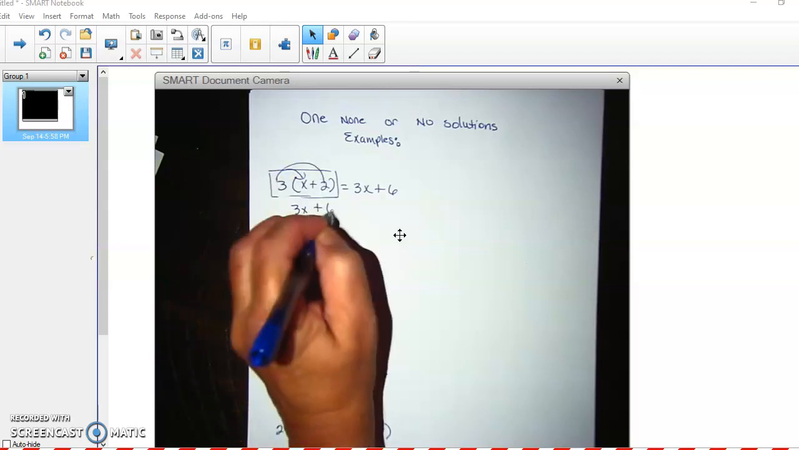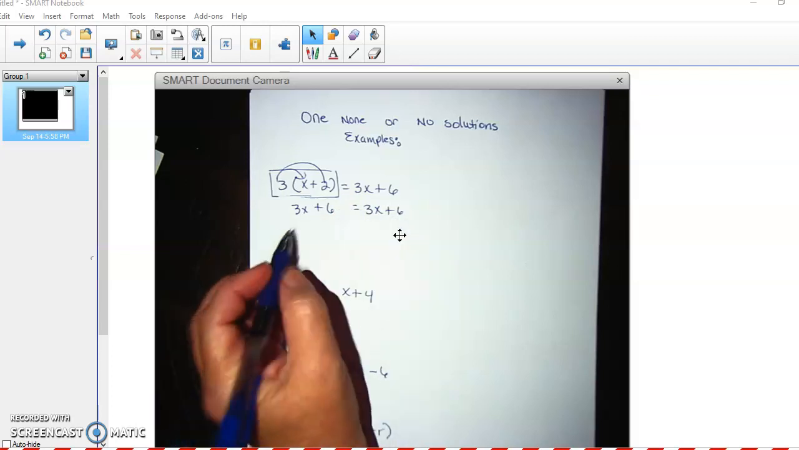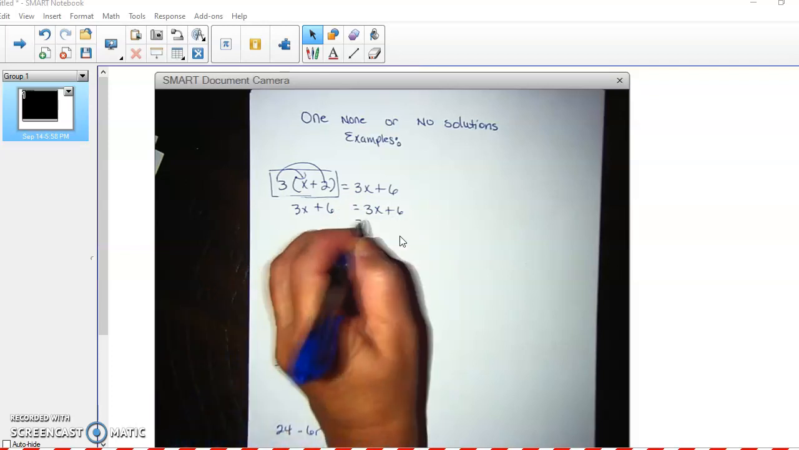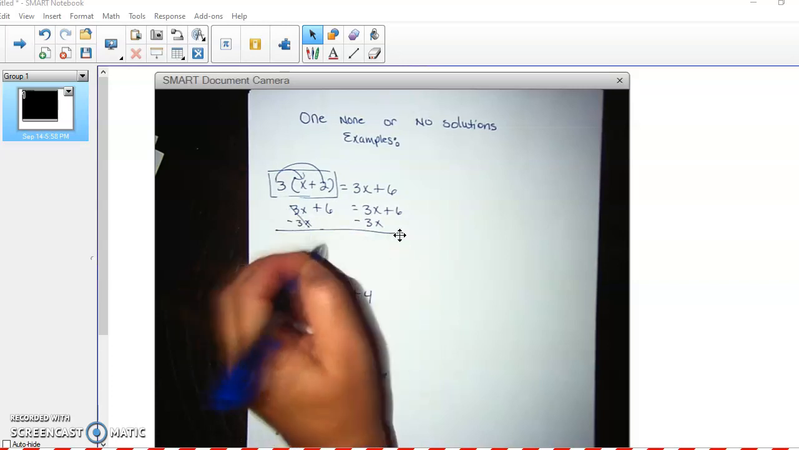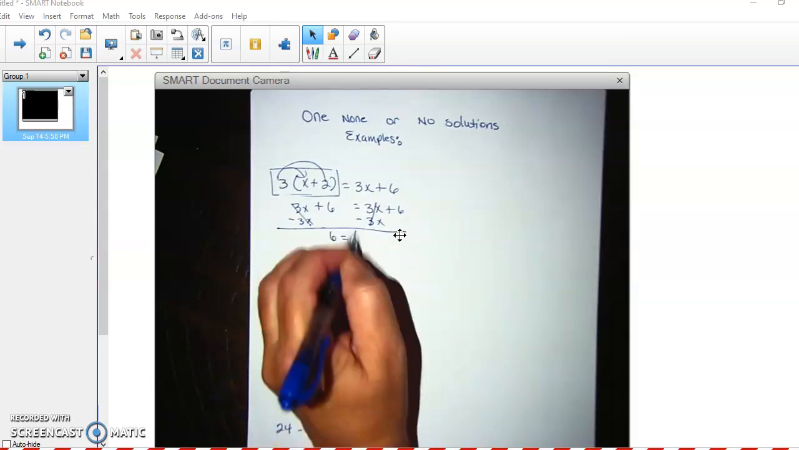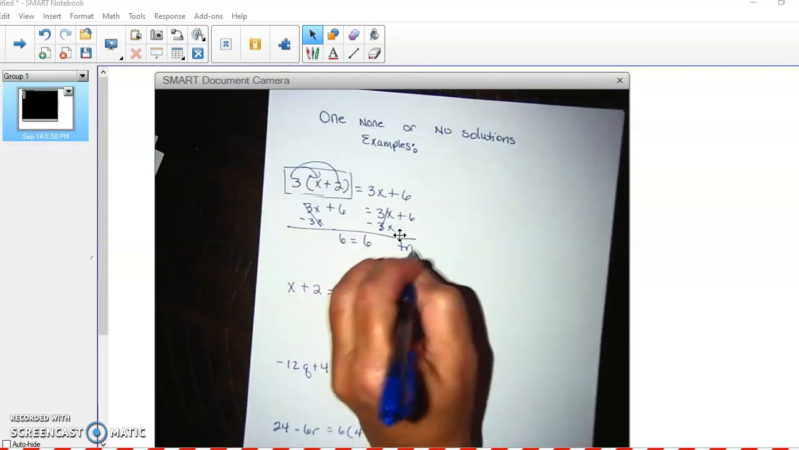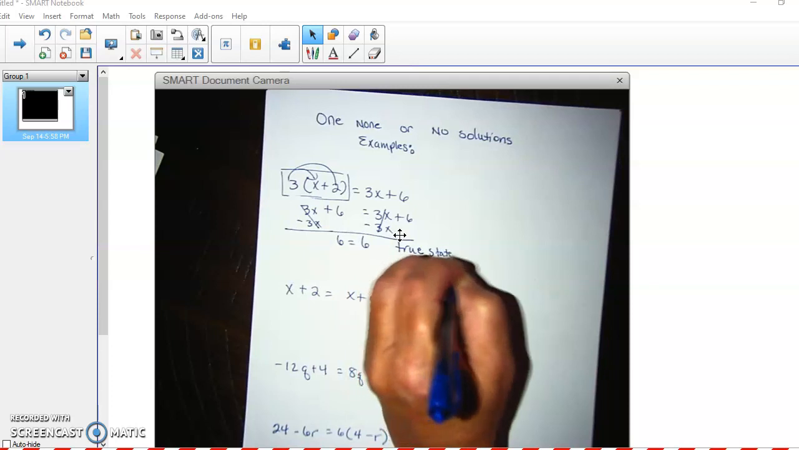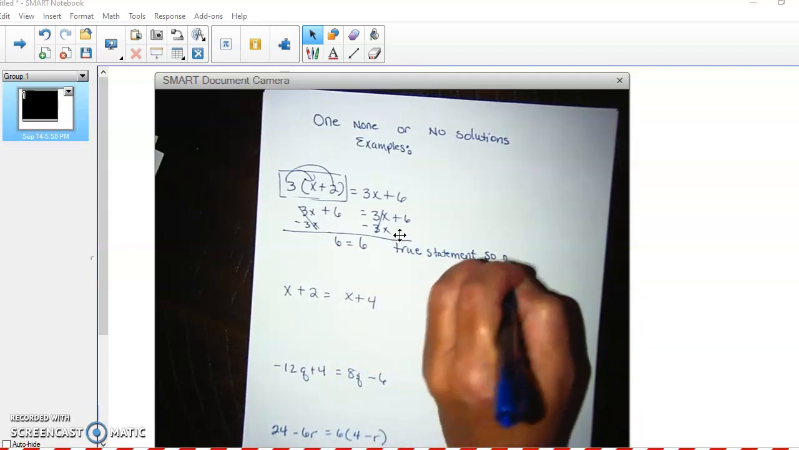3 times 2 is 6 equals 3x plus 6. Okay, and remember we want to get our variables together on one side. And notice when we do that, we get 6 equals 6. Well, this is a true statement. So, many solutions.